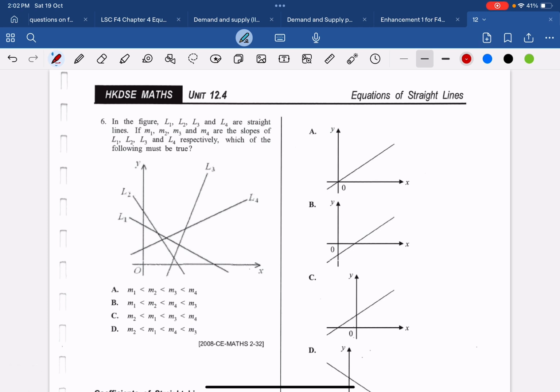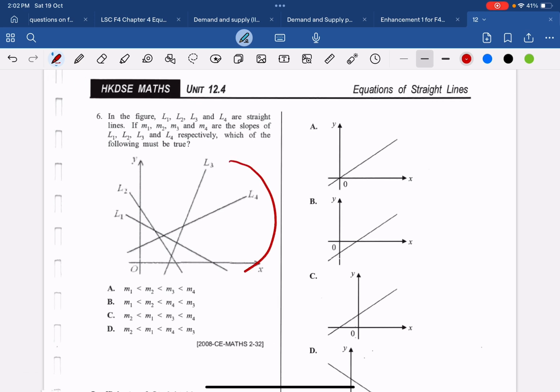So I assume you finished it. Again, you just draw an arrow. Then you can see 3 has the largest slope, then 4, and then this line, L1, and then 2. But now it's in ascending order, so flip it. So it should be 2, 1, 4, 3. So the answer should be D.